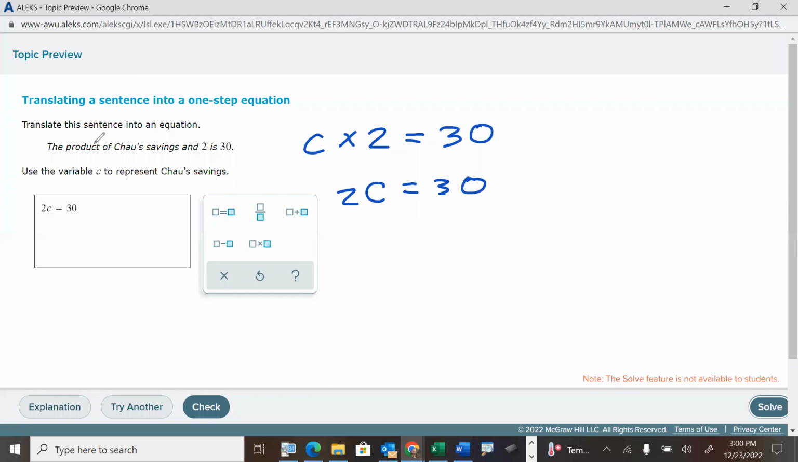So make sure you know what everything means. Product, that means multiplication. Is means equals. Quotient means division. Difference means subtraction. Sum, as in S-U-M, that means addition.